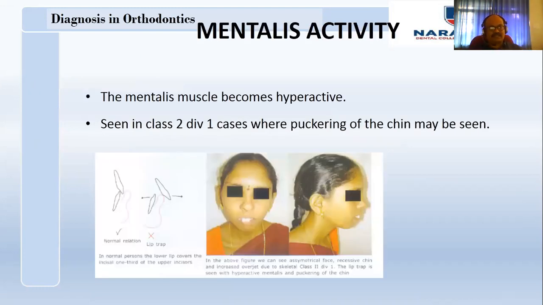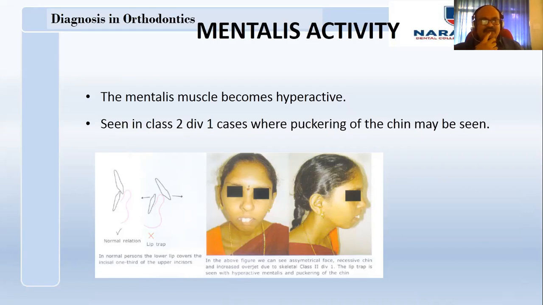Due to the mentalis activity, when the chin is deficient, there is a hyperactive mentalis muscle. Can you see the puckering of the skin and the lip trap? Whenever there is too much proclination of upper teeth, every time the patient tries to close during deglutition, we can close like this. But the patient in whom lip trap is present, every time he tries to close, the lip traps behind the central incisors.